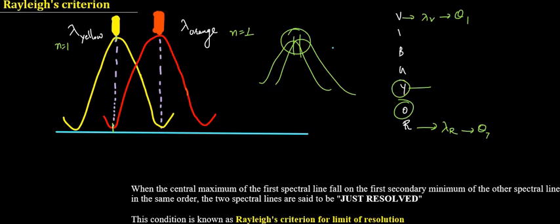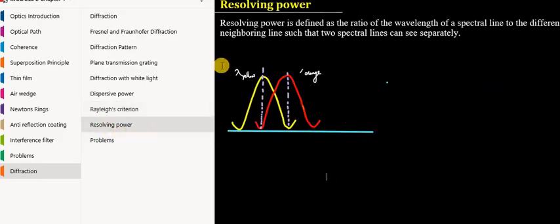So in order to get a well-resolved spectrum, the principal maxima of the first spectral line should fall on the first minima of the other spectral line. This condition is known as the Rayleigh criterion of limit of resolution. And the last topic is the resolving power.